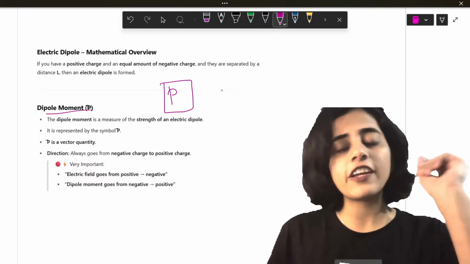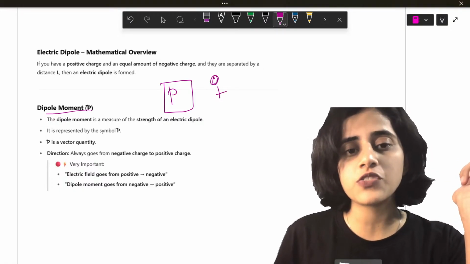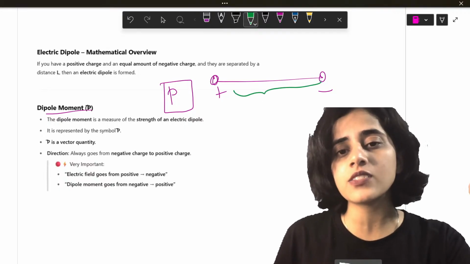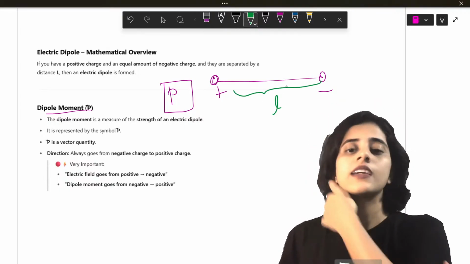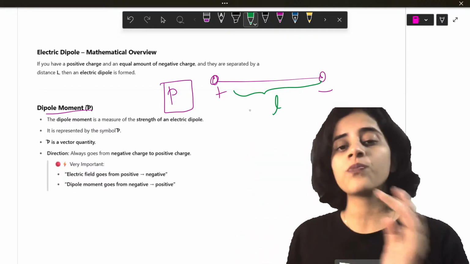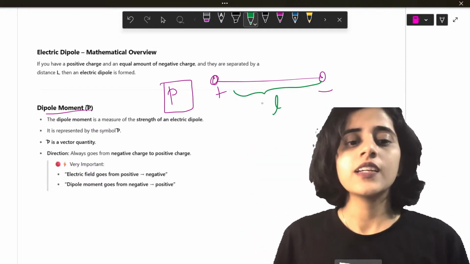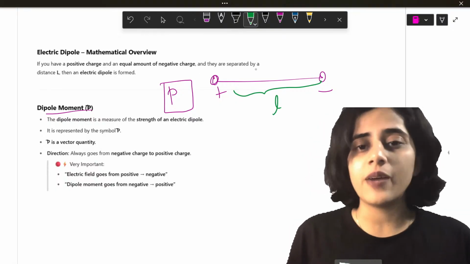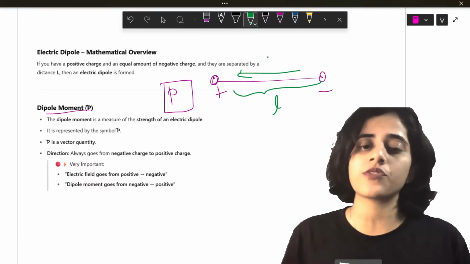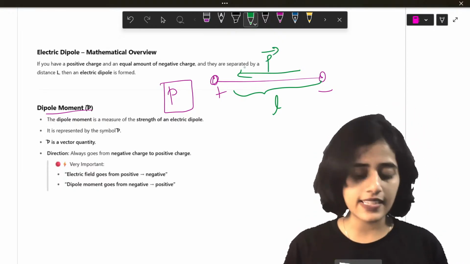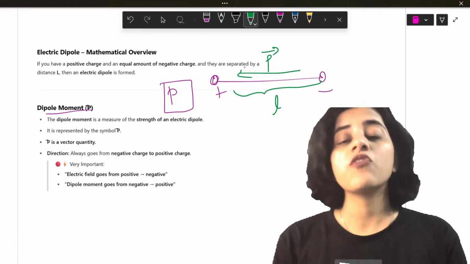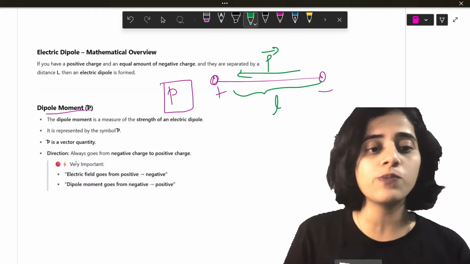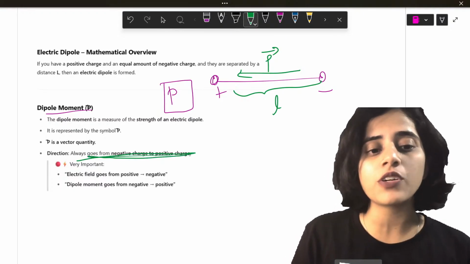Now, very important thing: if you have a positive charge and a negative charge, this is a dipole. It is separated by a distance of L. In some books you take it as 2a also. Here I'll just take it as L. The direction of the dipole is always from negative to positive. As I said, dipole moment is a vector quantity, so the direction of the dipole is always from negative to positive. That's very important, students.